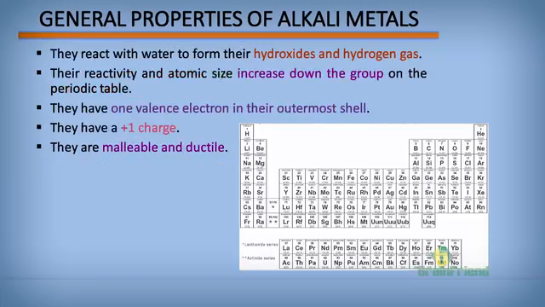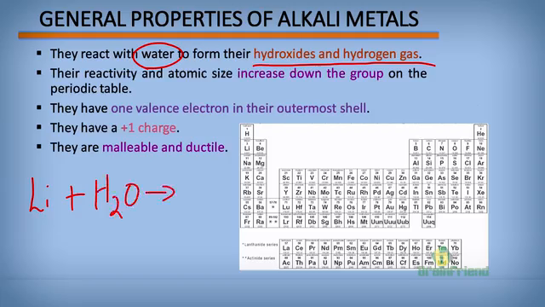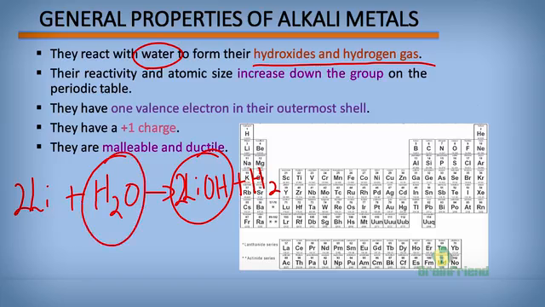Alkali metals react with water to form their hydroxides and hydrogen gas. So for example, lithium and water will react to give us lithium hydroxide plus hydrogen gas, okay? So this is the hydroxide. Sodium, potassium, rubidium, francium, all the alkali metals can easily react with water to give their hydroxides.